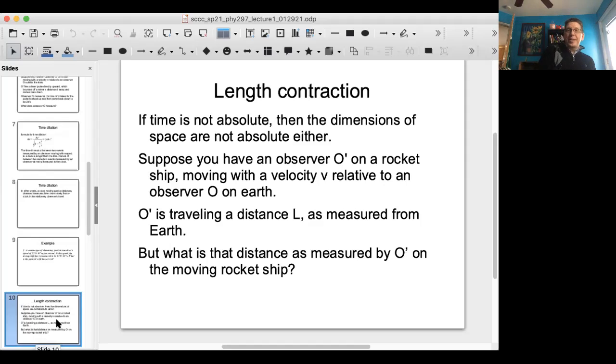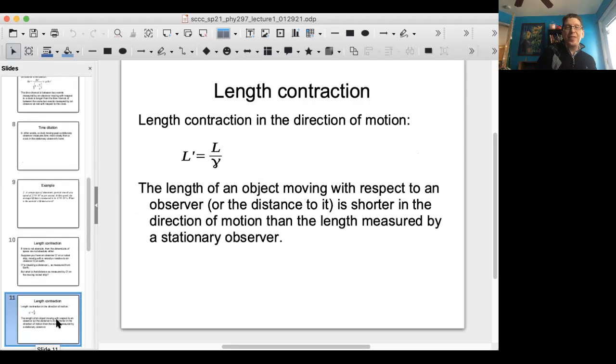The corollary to time dilation is length contraction. It follows that if time isn't absolute, space can't be absolute either. So let's say you have an observer O prime on a rocket ship moving with a velocity v relative to an observer O on Earth. They measure distances differently. The length of an object moving with respect to an observer, or the distance to the object, is shorter in the direction of motion than the length measured by a stationary observer.